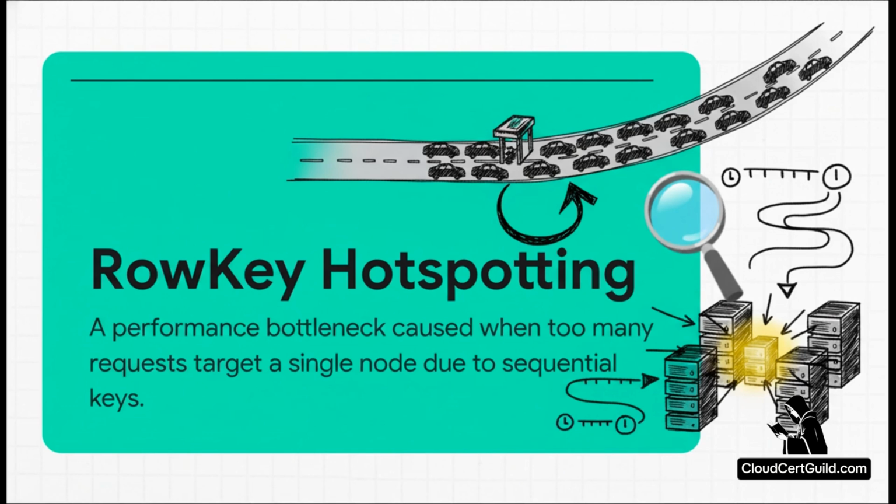If your row keys are sequential, maybe because you're starting them all with a timestamp, then all your new data tries to hit the exact same server node at the same time. Imagine a 10-lane highway suddenly funneling into a single toll booth. That's a hotspot, and it will kill your performance.